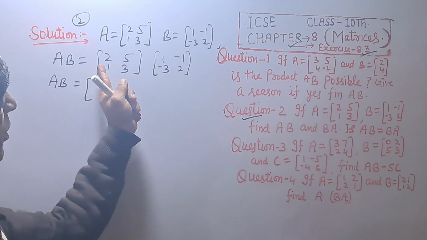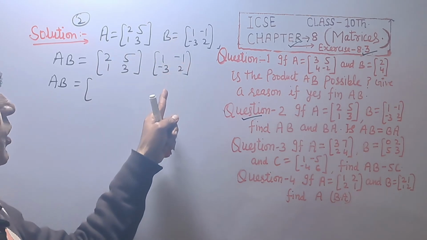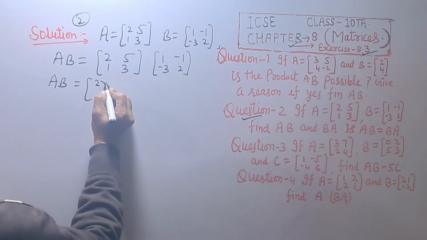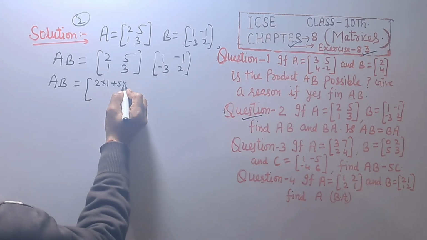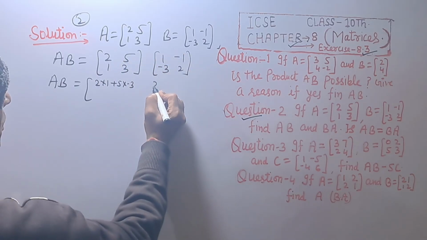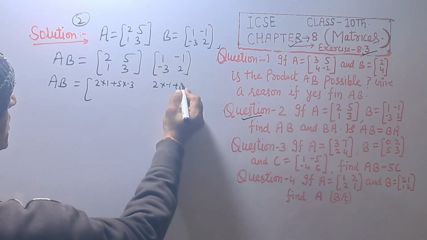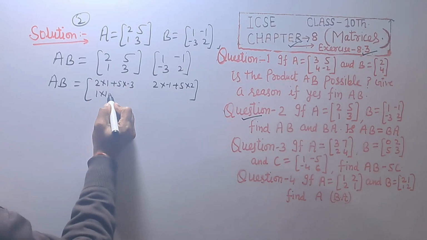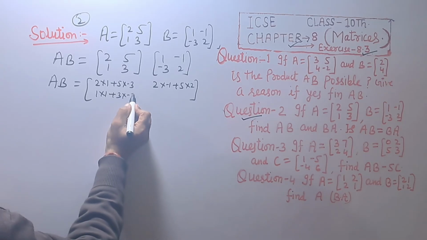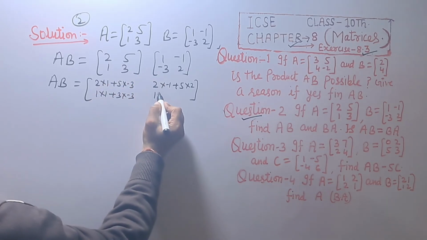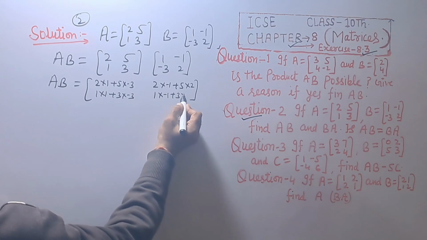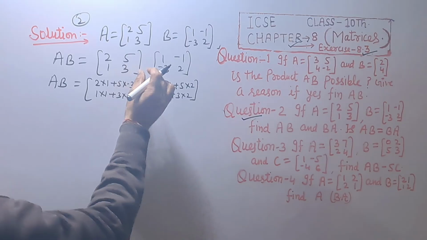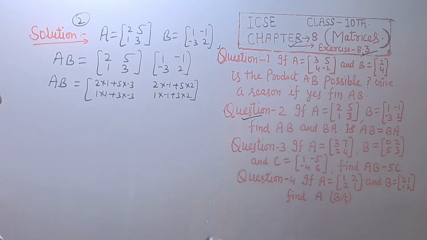AB is equal to first row multiplied by first column and first row multiplied by second column: 2 into 1 plus 5 into minus 3, and 2 into minus 1 plus 5 into 2. Then 1 into 1 plus 3 into minus 3, and 1 into minus 1 plus 3 into 2. That is second row first column and second row multiplied by second column.